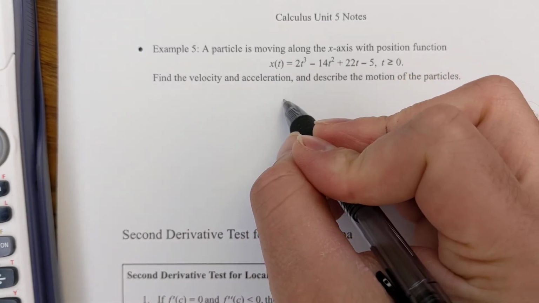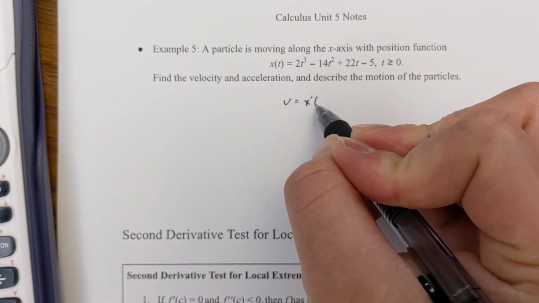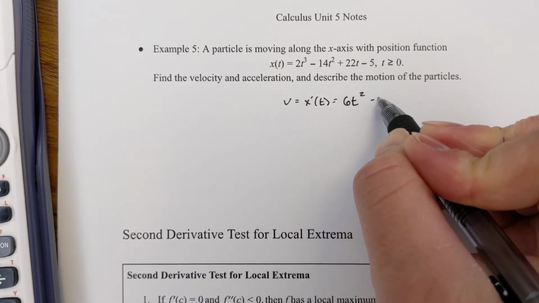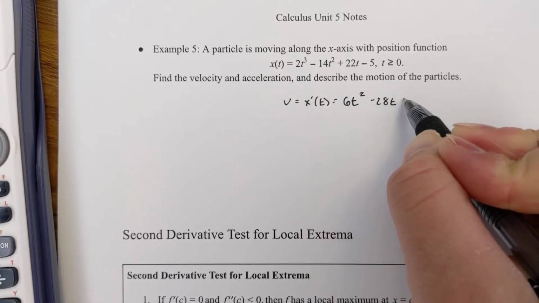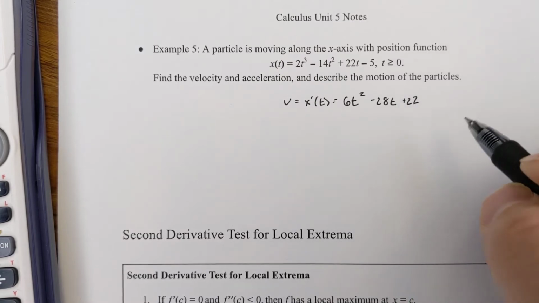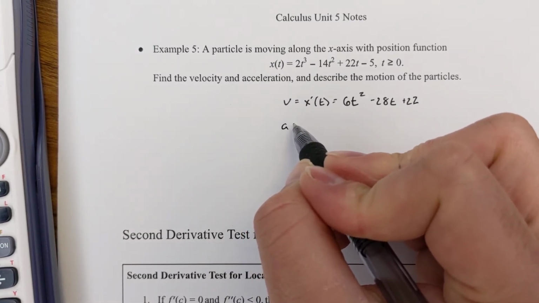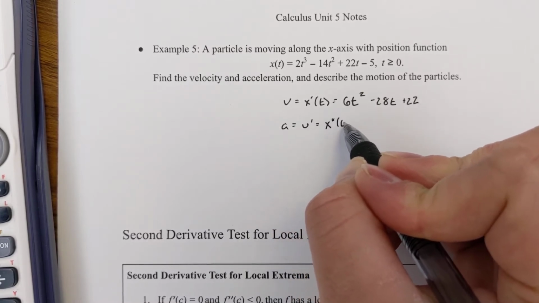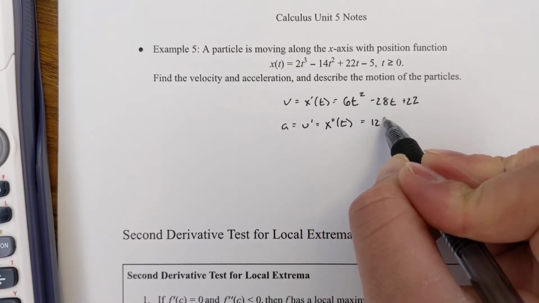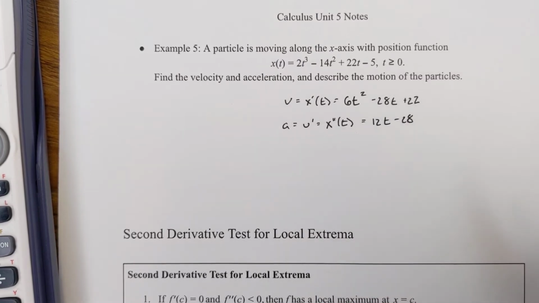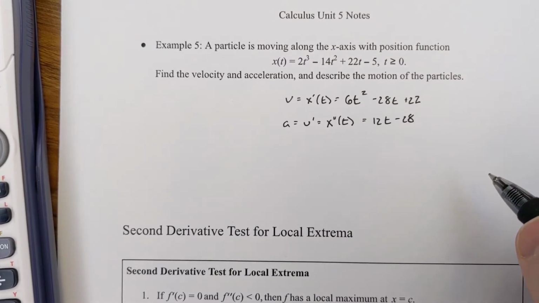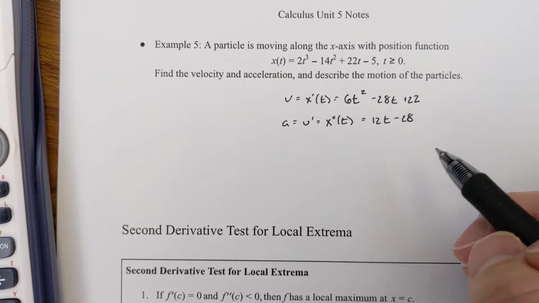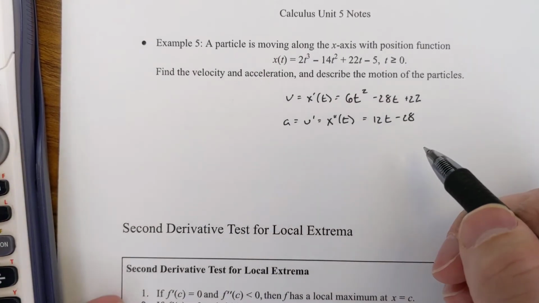Okay. So if x is our position, our velocity is the first derivative. So that's 6t squared minus 28t plus 22. The acceleration is the derivative of the velocity, so it's the second derivative of the position. So that's 12t minus 28. So let's see here. To describe the motion, you essentially just look at the three graphs here.